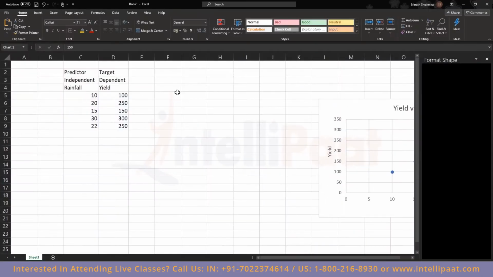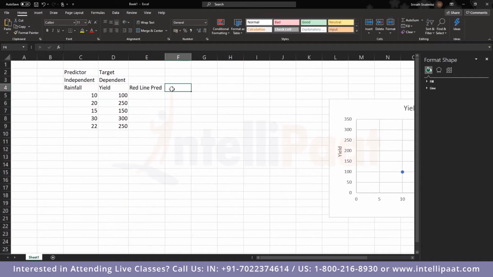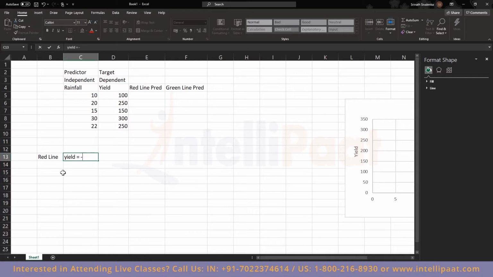So the way you do that is, first things first, this is the red line, and red line prediction, and this is the green line prediction. Before I have the red line prediction and the green line prediction, let me simply make a note of the red line equation. So the predicted value of yield is equal to minus 20 plus 1.1 times your rainfall.